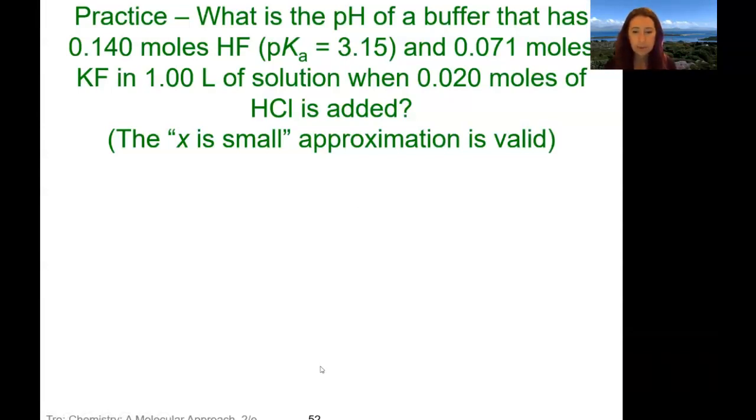Now, let's see here. So this question, what is the pH of a buffer that has 0.14 moles of HF and 0.017 moles of KF when we add 0.2 moles of an acid? Okay, so I'm going to give you like 4 minutes to try this one, go as far as you can, and then we're going to do this one together.